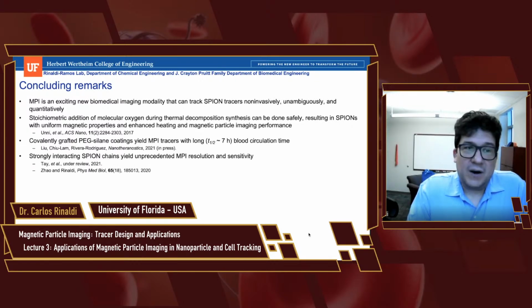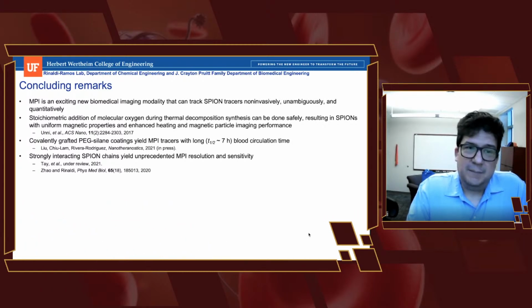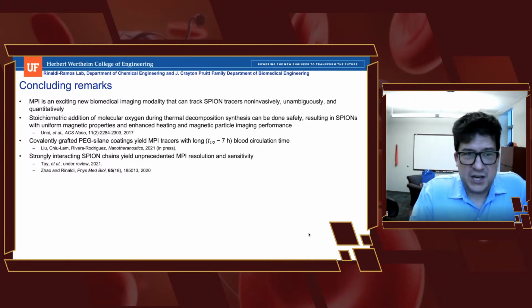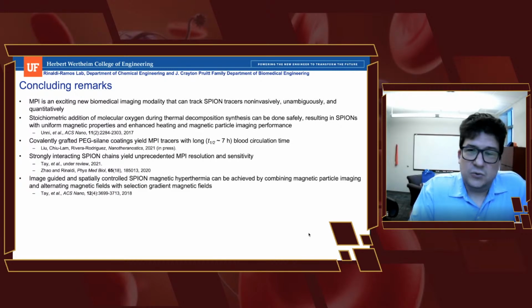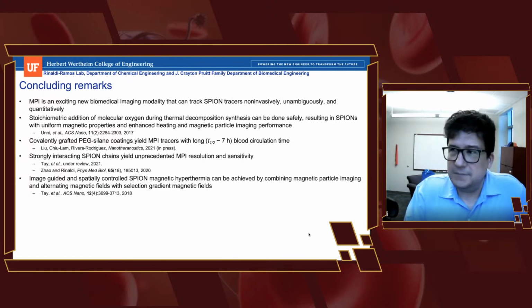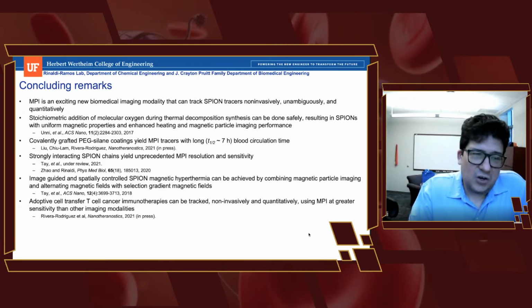And then we can covalently graft PEG silanes to those particles to obtain MPI tracers with long blood circulation half-life. We can also leverage strong interactions in nanoparticle chains to obtain unprecedented MPI resolution and sensitivity. You can use MPI and the same concepts, the physics of MPI signal generation, to achieve image-guided and spatially controlled SPION magnetic hyperthermia. I didn't talk about it today, but tomorrow you'll see it if you want. It's a pre-recorded lecture for tomorrow's conference.